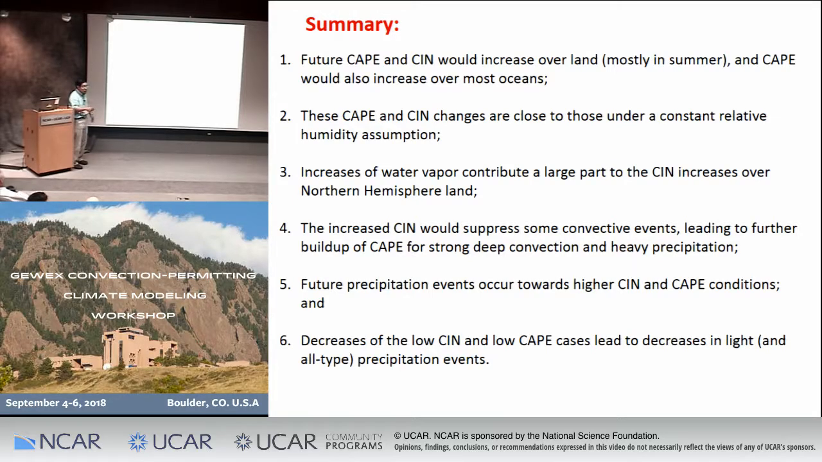Obviously, when you have increased negative buoyancy, you are likely to suppress some of the convective events and allow the CAPE to accumulate to higher levels. We think that is a very important process. The future precipitation events tend to move away from low SINE and low CAPE towards higher SINE and higher CAPE conditions. Finally, we think the decrease in the low SINE and low CAPE conditions, which correspond to light precipitation events, is the main cause for the decrease in the light precipitation events, and because those dominate the total precipitation events, that also explains why the total precipitation frequency would decrease.